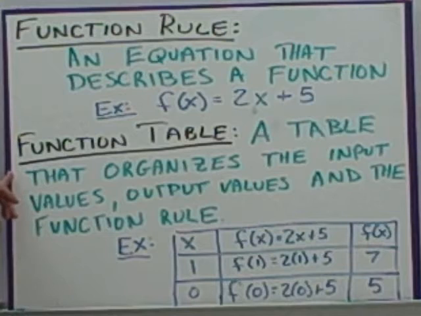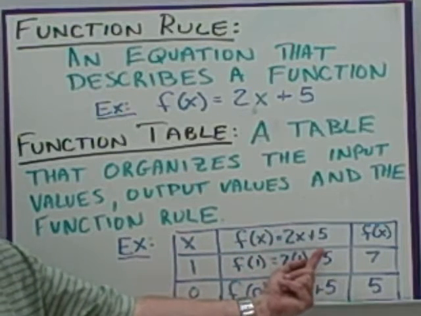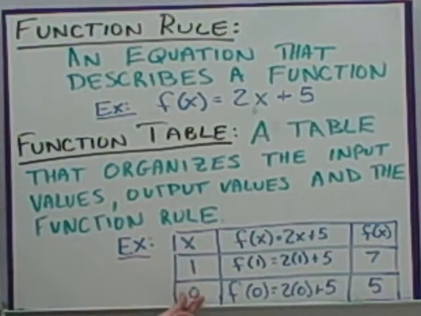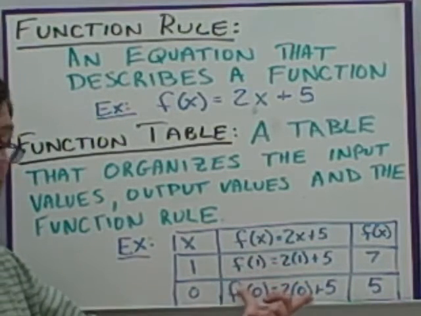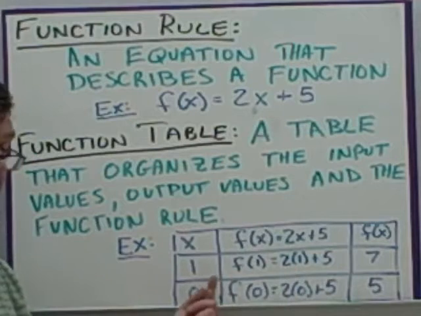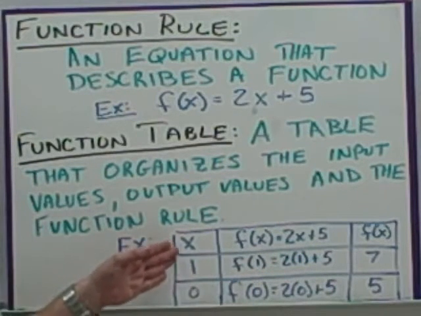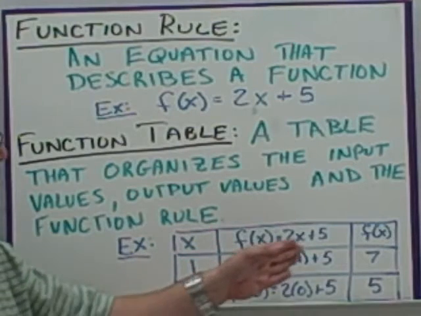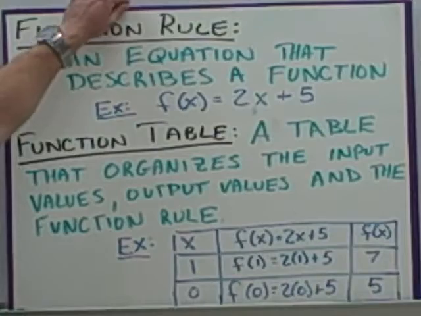A function table is a table that organizes the input values, output values, and the function rule itself. Here we have that same function rule with its input values over here and the output values over there. And in the middle is where we show the work of how we get the output with the input. So input, function, output. That is a function table.